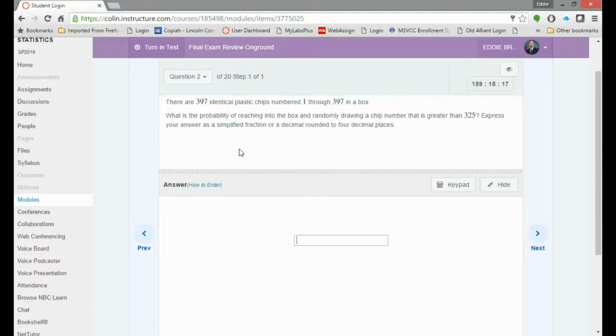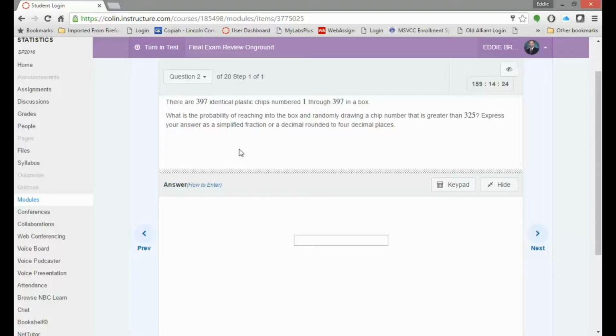Alright, question number 2. Well, this problem looks exactly like the last problem. Okay, there are 397 identical plastic chips numbered 1 through 397, so at first it does anyway. But then it says, what is the probability of reaching into the box and randomly drawing a chip that is greater than 325? So you need to know how many chips would be greater than 325 if you have 397.